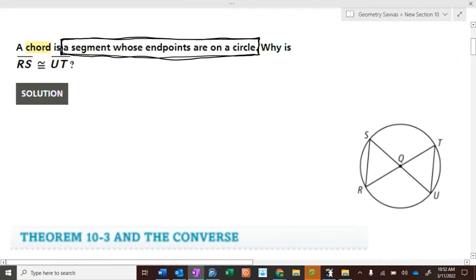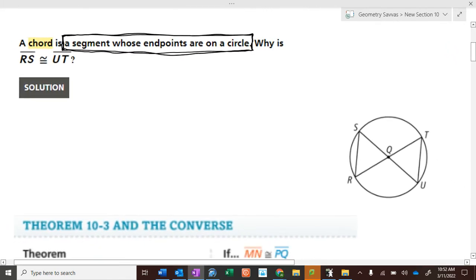All right. So in that circle right there, why is RS, this one, congruent to TU, this one? Well, what can I say about QS and QR? They're both radiuses of the circle, so they're congruent to each other. What about QT? That's also a radius, so that's congruent. What about QU? That's a radius, so that's congruent. So all the radiuses are congruent.